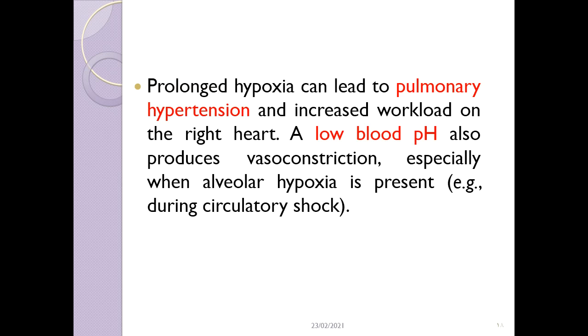A low blood pH also produces vasoconstriction, especially when alveolar hypoxia is present. And an example of this situation occurs during circulatory shock. Circulatory shock will cause a low blood pH, which produces vasoconstriction and alveolar hypoxia.